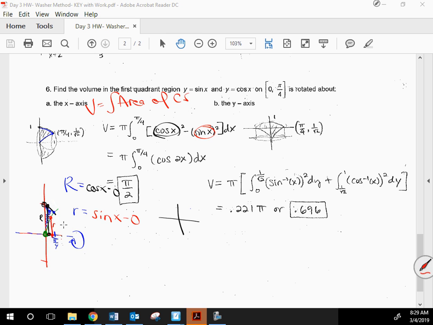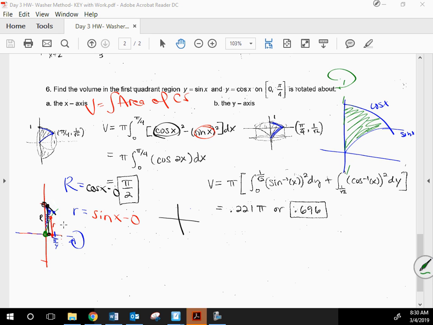Okay, so when we go to our y-axis one, that means we have to change everything to be in terms of y. And so, again, we still have this as our little region here. I'm going to draw these a little bit bigger. This was my sine x. This was my cosine x. But because we're going around the y-axis, we have to do everything in terms of y. So this is our region.